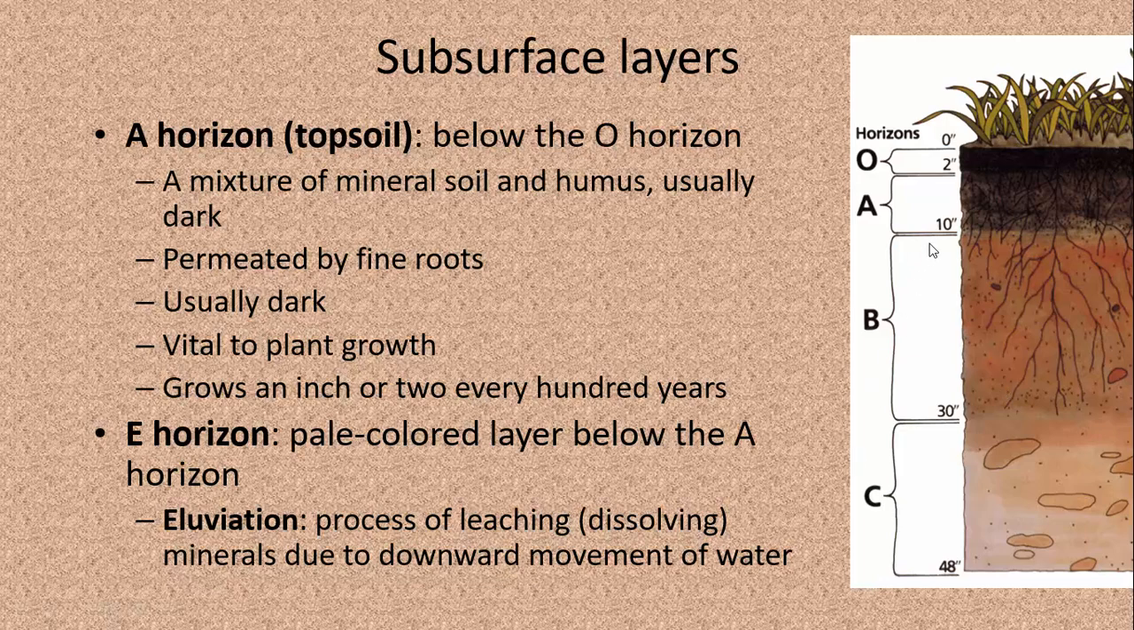Below that we said is the E horizon. It's not always present, so I'm not going to have a whole slide on it, but that would be this layer between A and B, and it's a pale layer below A. That's the alluviation horizon, where there's leaching going on and minerals are moving downward due to the flow of water through the soil column, taking minerals into that B layer.